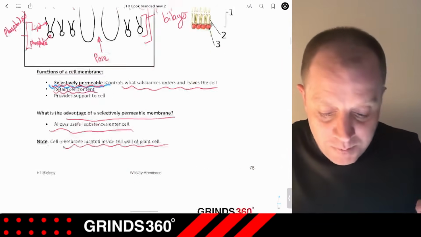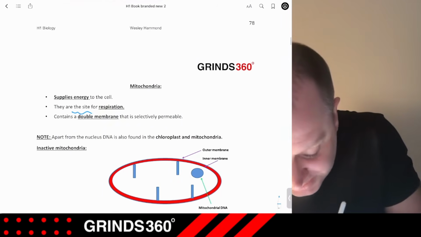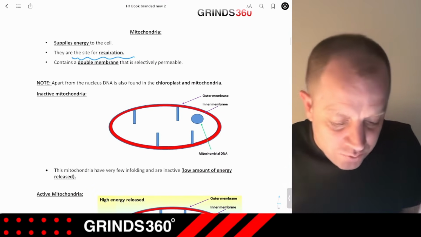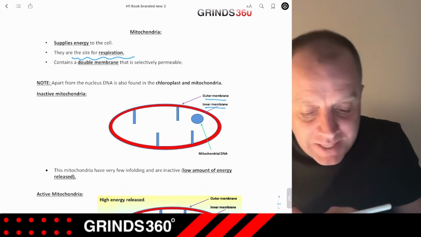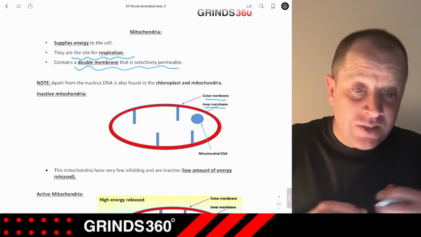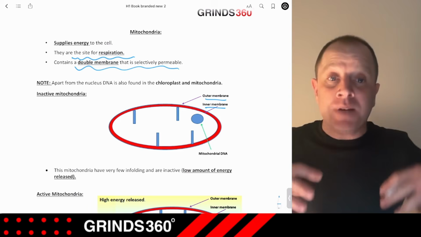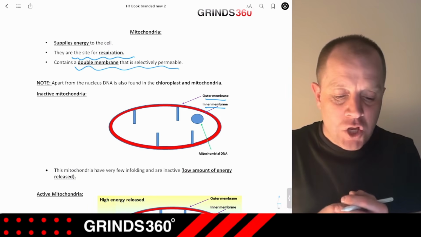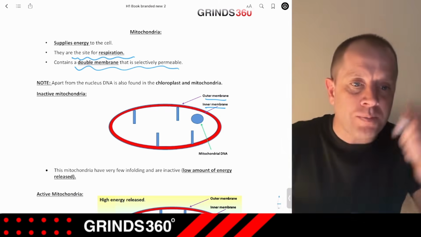So what do we need to know about mitochondria? We need to know they're the site of respiration. So we need to highlight that. Now, the mitochondria has a double membrane, meaning it too is selectively permeable. So the mitochondria is obviously inside our cells, but even being inside our cell, it controls what enters and leaves the mitochondria. Now, I'm going to ask you a couple of questions here, everybody.